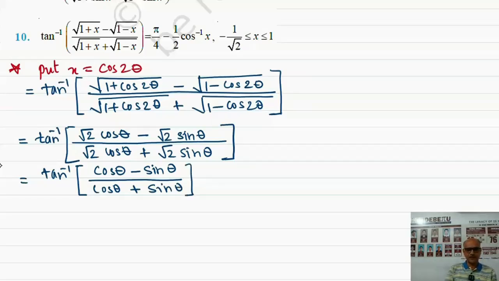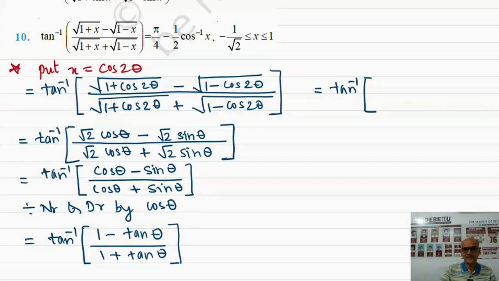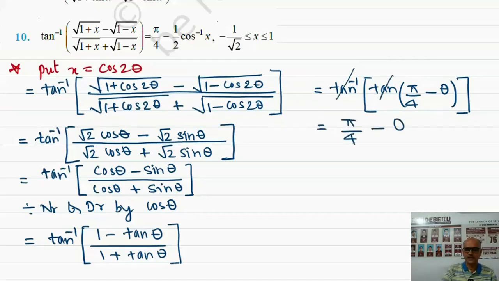As I told in one earlier problem, in tan inverse if you get cos and sin like this, divide the numerator and denominator by cos theta. Therefore you have tan inverse into bracket. Dividing by cos theta, it becomes 1 minus sin by cos, which is tan theta, and the denominator becomes 1 plus tan theta. So 1 minus tan theta by 1 plus tan theta is the formula of tan of pi by 4 minus theta. So tan inverse tan gets cancelled, and you will have pi by 4 minus theta.